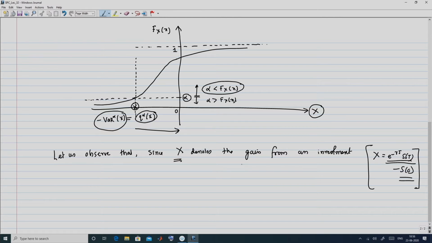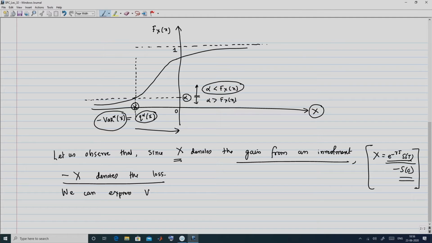So accordingly x should be interpreted as the gain from a particular investment, and since x is the gain, therefore minus x denotes the loss. So with this observation that minus x denotes the loss, we can now express VaR in terms of loss as follows. And what is this going to be?